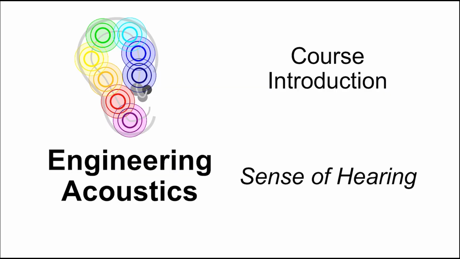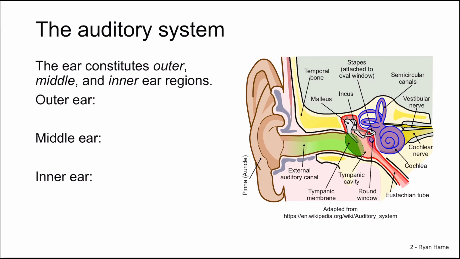Now that we've learned about the physiology of the human hearing organs, we'll learn about the human hearing sense. So to get started, let's review what we learned in the last video. We learned that the auditory system, the human ear, constitutes outer, middle, and inner ear regions.